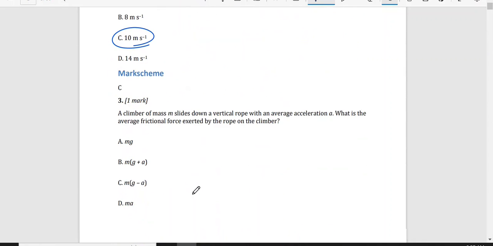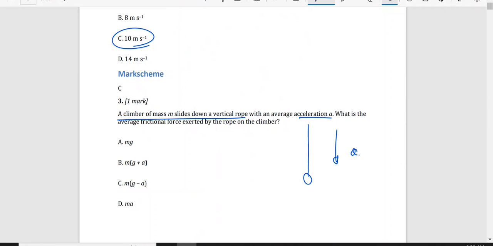Now question number 3. You have a climber of mass M who slides down a vertical rope, so the direction of motion is down. Here's the climber. I'm always going to draw a free body diagram, drawing the object as a small box or circle. The direction of motion is down, so this is the direction of acceleration or motion.